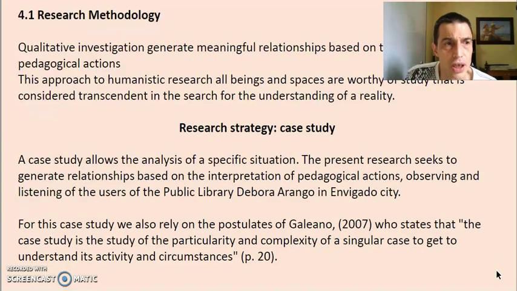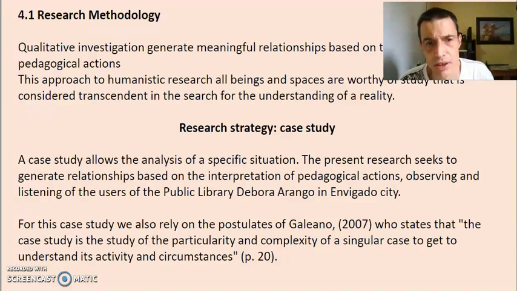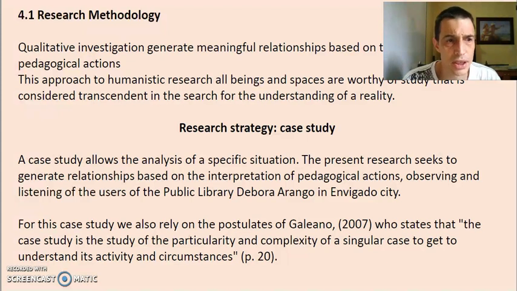Research methodology. This investigation must be a qualitative investigation that generates meaningful relationships based on the interpretation of pedagogical actions. This approach, humanistic research, also begins and gives space to the worth of a study that is considered transcendent in the research for the understanding of reality.